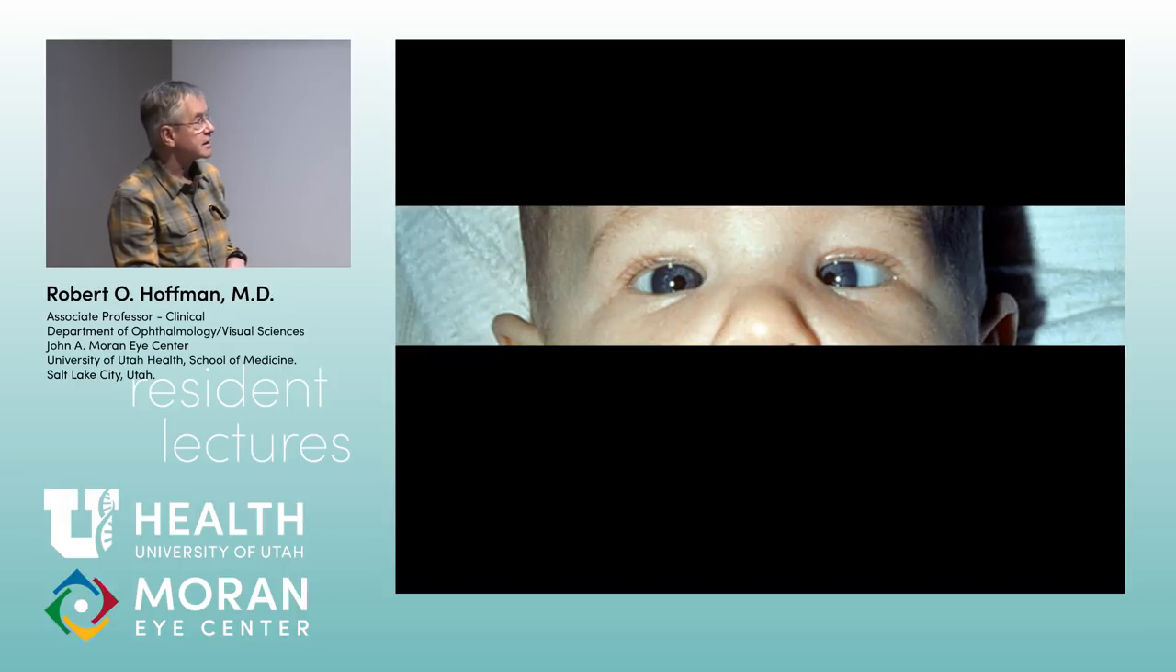This child is fixing with the right eye, large angle esotropia. He's about 5 months old. What's the most likely diagnosis? Duane syndrome, infantile esotropia, accommodative ET, infantile ET.